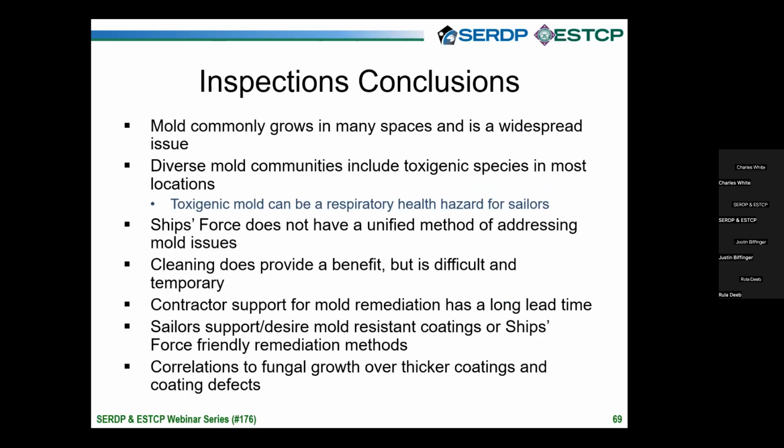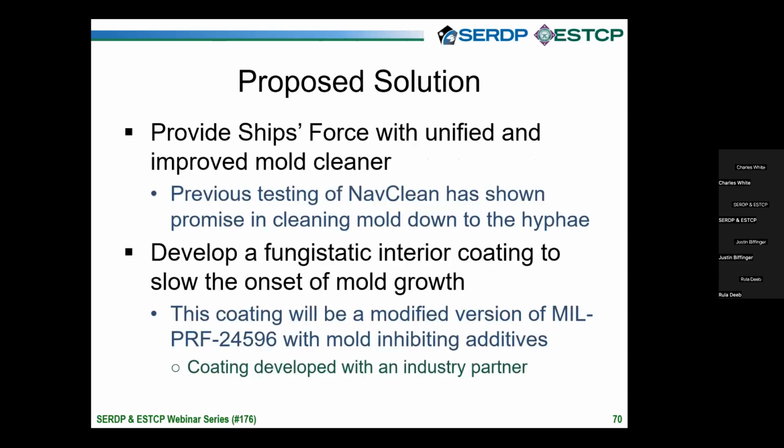Cleaning does provide a benefit, particularly for macro growth, but it's difficult, time consuming, and very temporary, where regrowth can happen within 2 weeks after initial cleaning. Contractor support has a very long lead time, and there is a high support and interest in fungal remediation techniques.